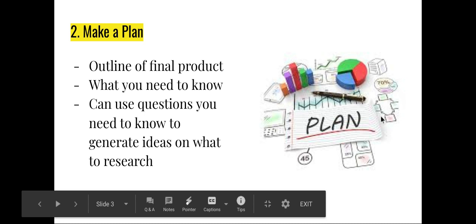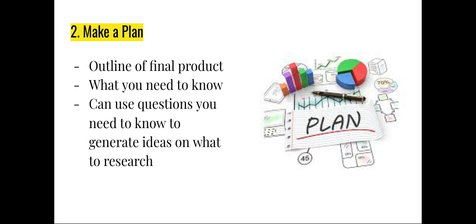So the second step is to make a plan. This is the outline of your final product and the different elements that you need to know before you make that product. So let's just say I'm making a Google Slides presentation for my class about what you need to put solar panels on your home. And there are different questions I could ask myself in order to generate ideas on what to research.